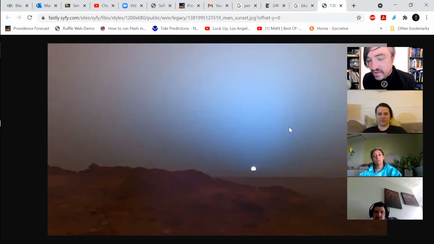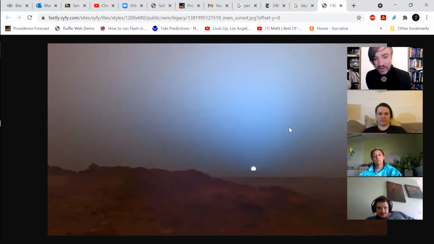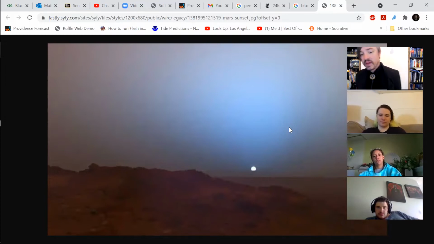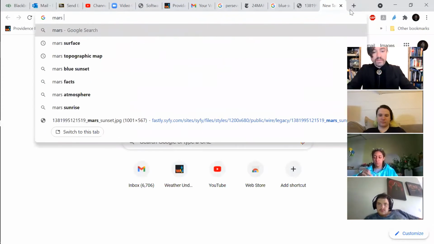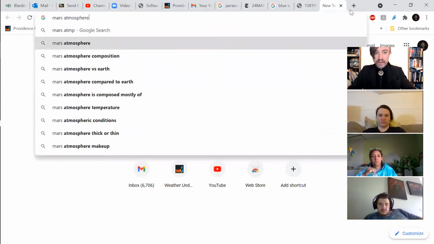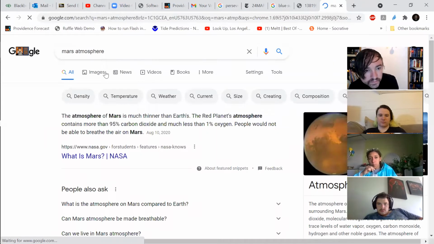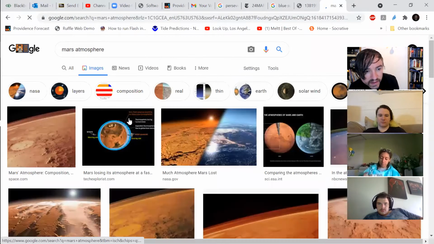Something about the way the dust grains, I believe they forward scatter blue photons. I can't remember how the scattering works here. That's something I should remind myself about. But this is the legendary picture of a blue sunset on Mars. So Mars definitely has a substantial enough atmosphere to create cool sunset effects. You can see Mars's atmosphere from Earth through a telescope. It's thinner than Earth's, but it's there.